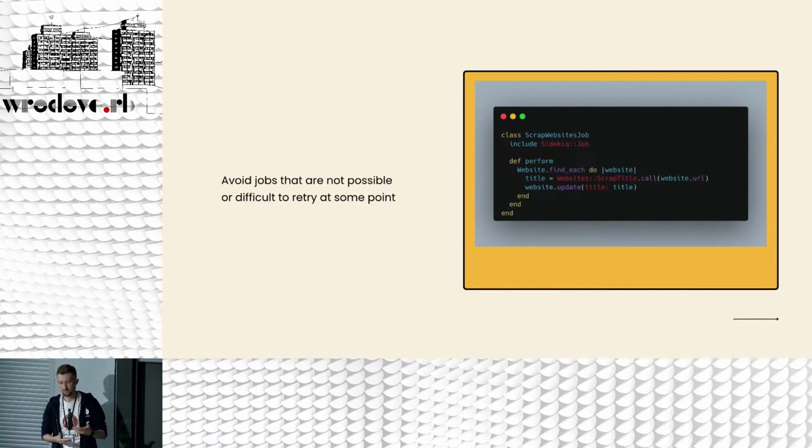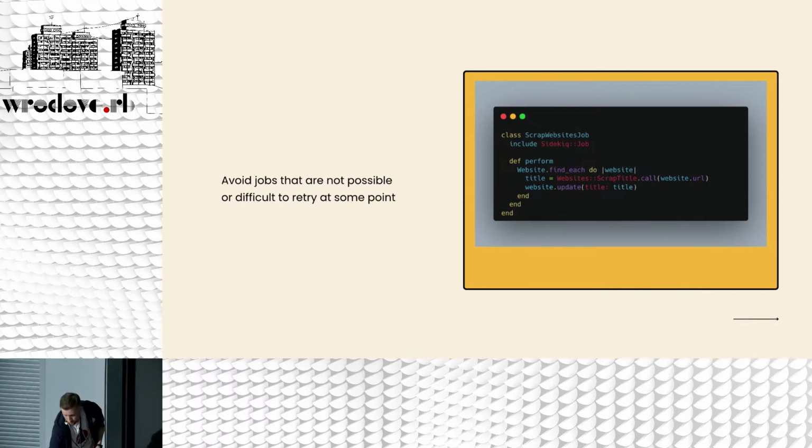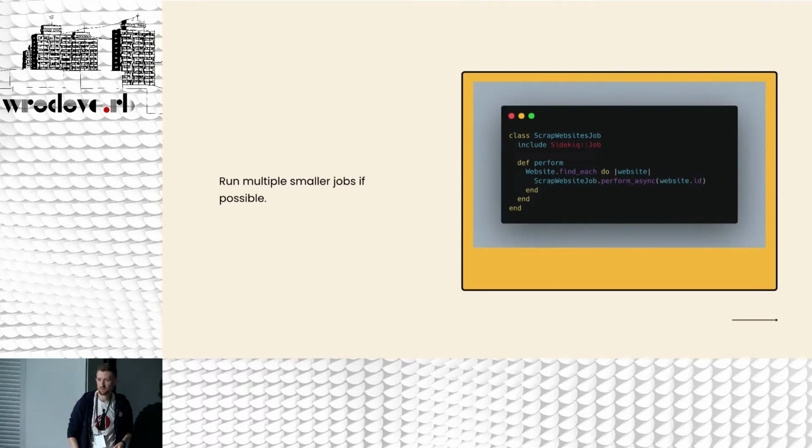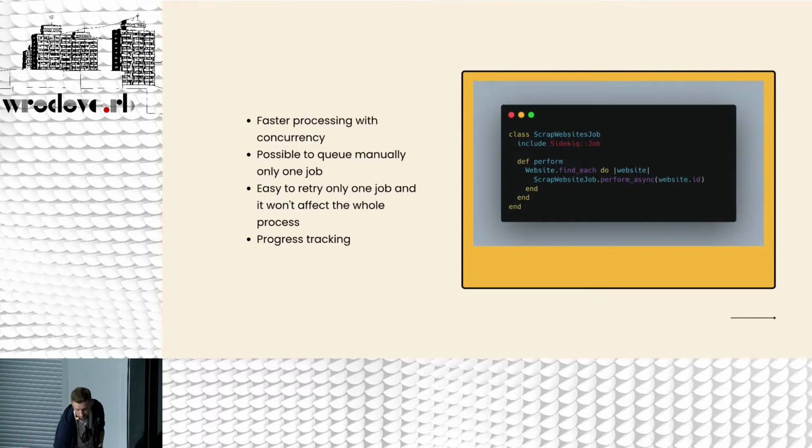Imagine that the scraping process breaks in the middle, so it's not possible to retry it from the moment when it failed. Of course, you can implement some begin rescue and handle that, but there is an easier way to do this. We can easily split the whole process into smaller jobs. As you can see here, for each website, we simply queue a separate job. So it's very easy to retry the job. We won't affect the whole process. And you can even easily queue it manually from the console if you would like to.